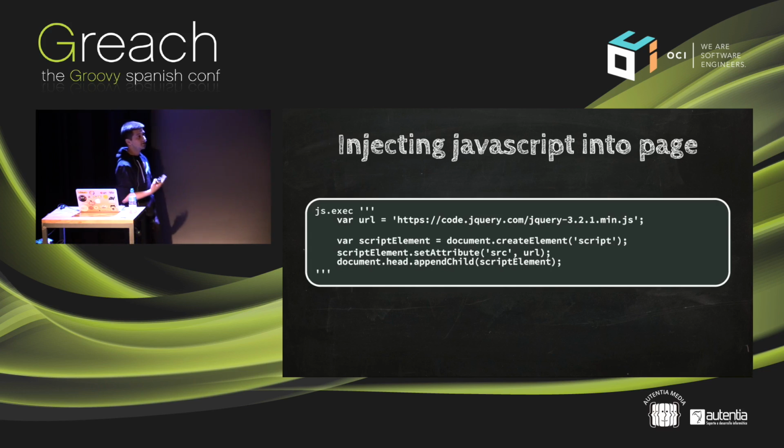Another use case for this is, for example, loading Sinon.js into your pages. Sinon.js allows you to mock timers in JavaScript, and if you tested some time-sensitive JavaScript code in your browser, you could, for example, use that to inject Sinon.js into pages.